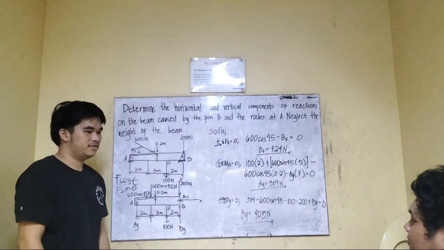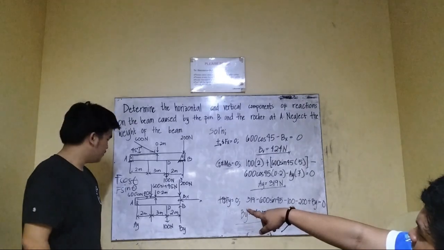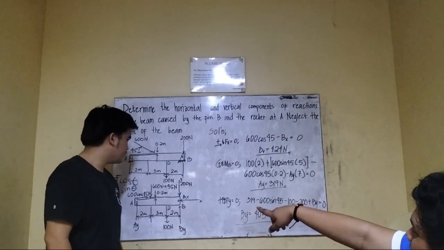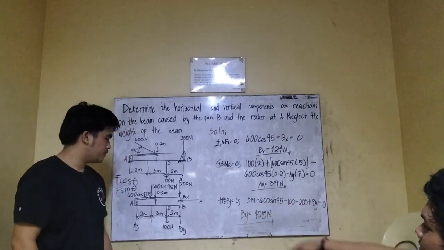So do you have any questions? Yes. Where did you get the 600 sine 45 Newton and 600 cosine 45 Newton?